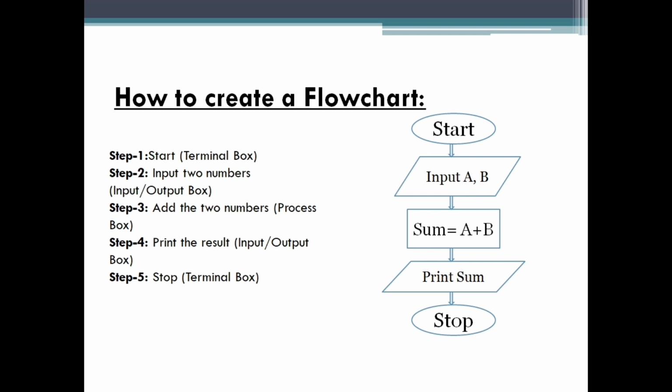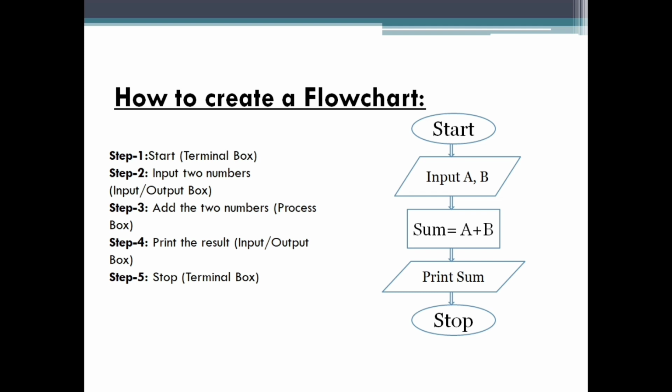Now, how to create a flowchart. To create a flowchart, first categorize the steps of the algorithm as input, process, or output. Using the boxes, connect the statements to form the chart. For example, to add two numbers, the algorithm and the flowchart would be as follows.